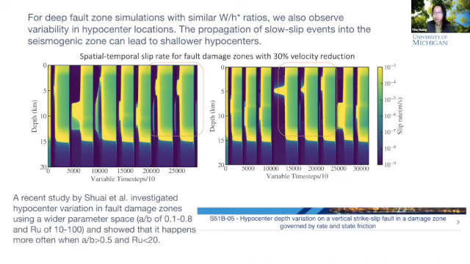If you're interested in this topic, there is a recent study by Shuai et al. at Sichuan University, who investigated the hypocenter variations in fault damage zones using a much wider parameter space. They tested A/B in the range of 0.1 to 0.8, and RU in the range of 10 to 100. They showed that this kind of hypocenter variation tends to happen more often when A/B is larger than 0.5 and RU is less than 20. Here is their AGU presentation, S51B05.